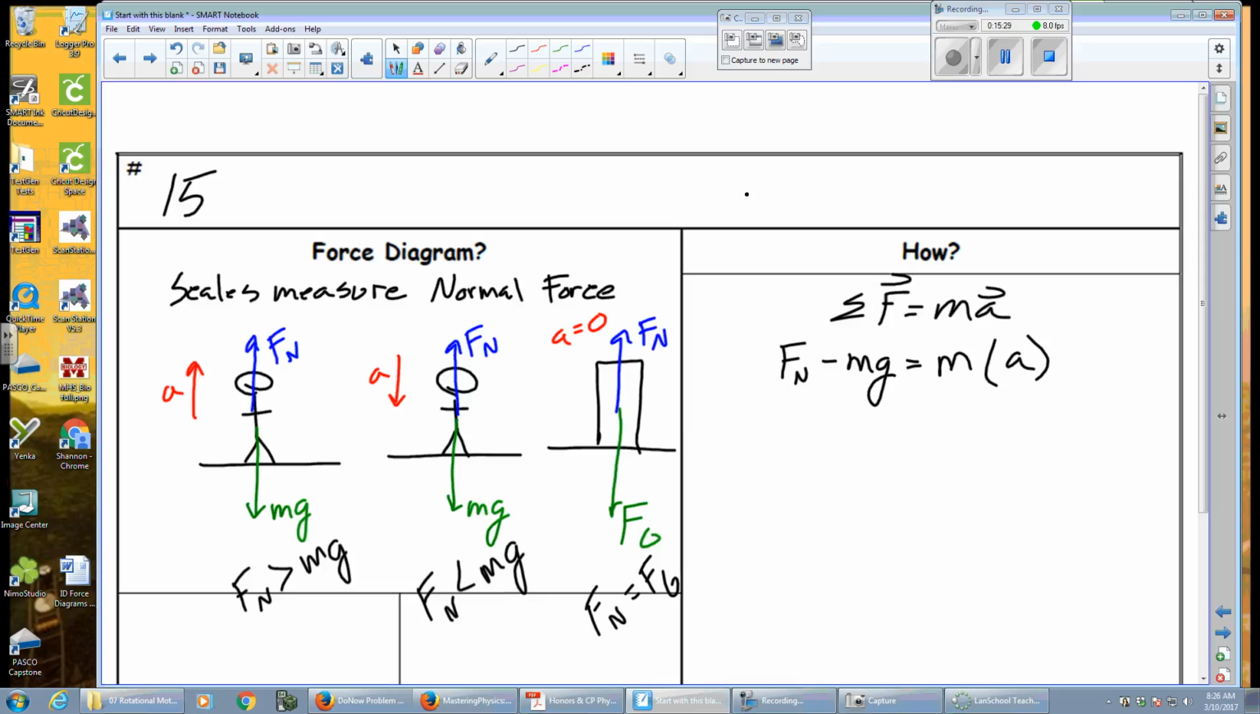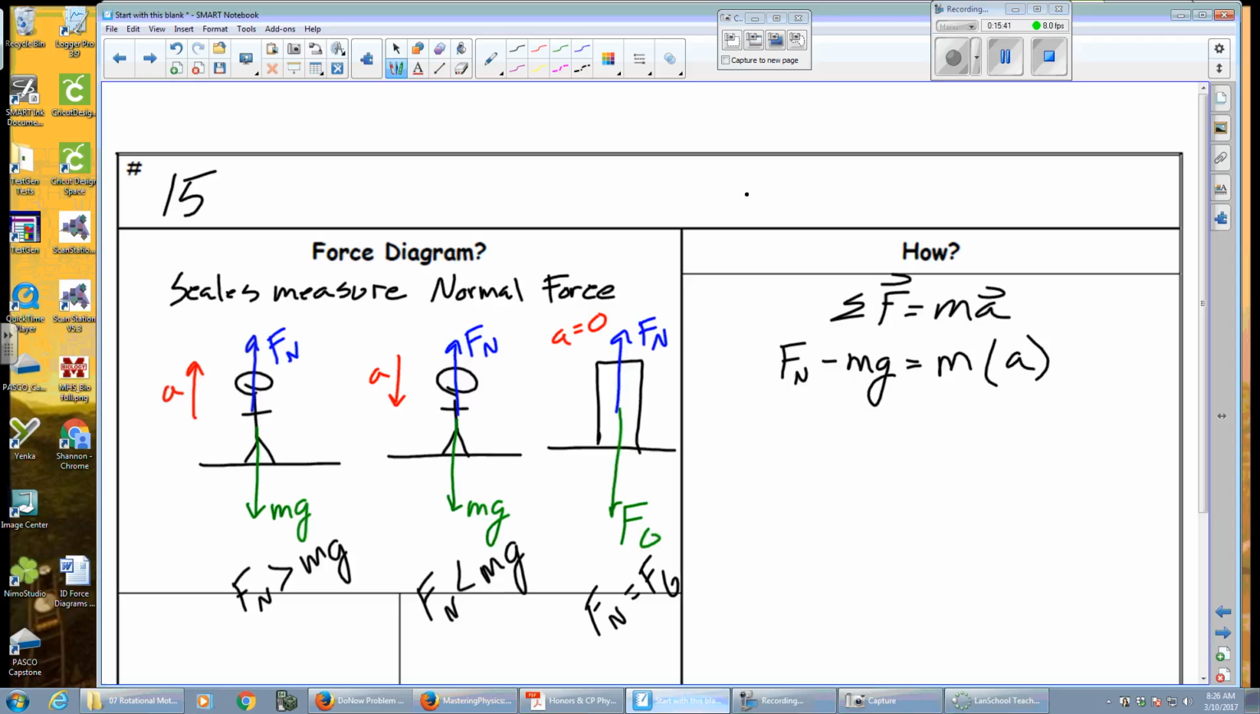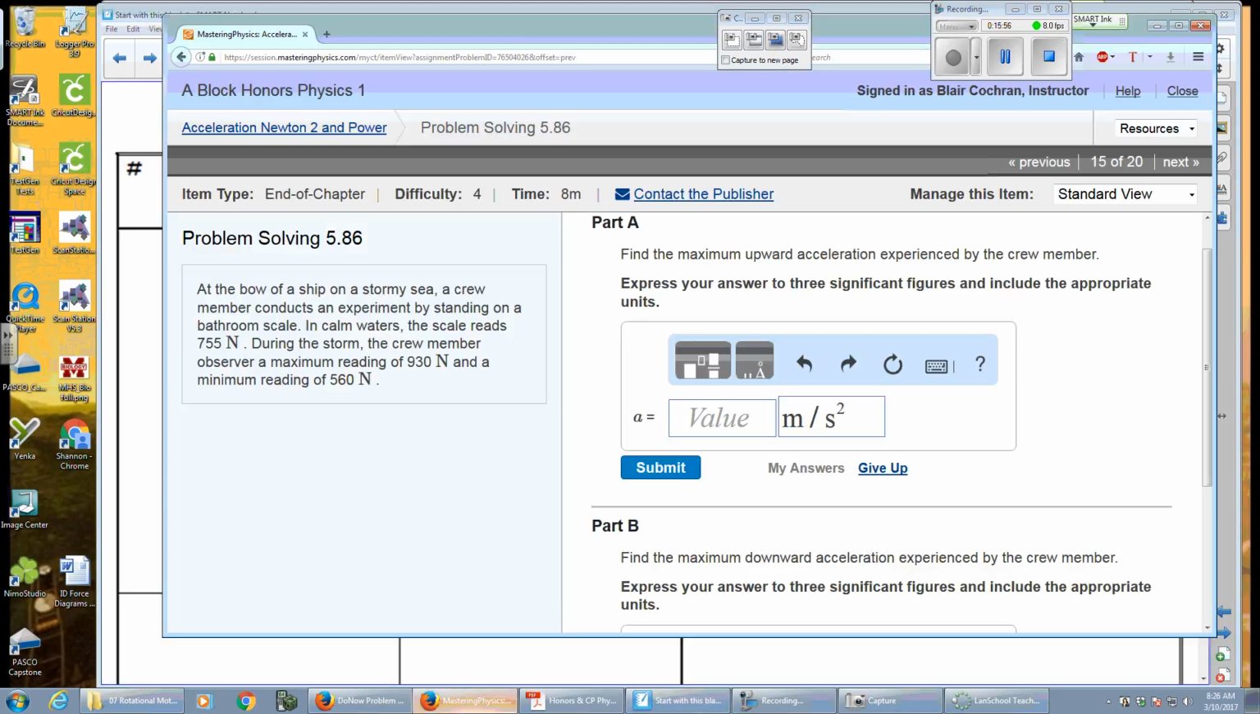So, my force normal is my scale reading. So when I'm accelerating up, that would be my maximum, so 930 newtons. That's why it's good to make sure you think here, because up would be my maximum, it's going to be bigger than the weight. Down would be my minimum, it's less than the weight. When it's calm, it's equal to the weight. That's how I can figure out which numbers to use where.